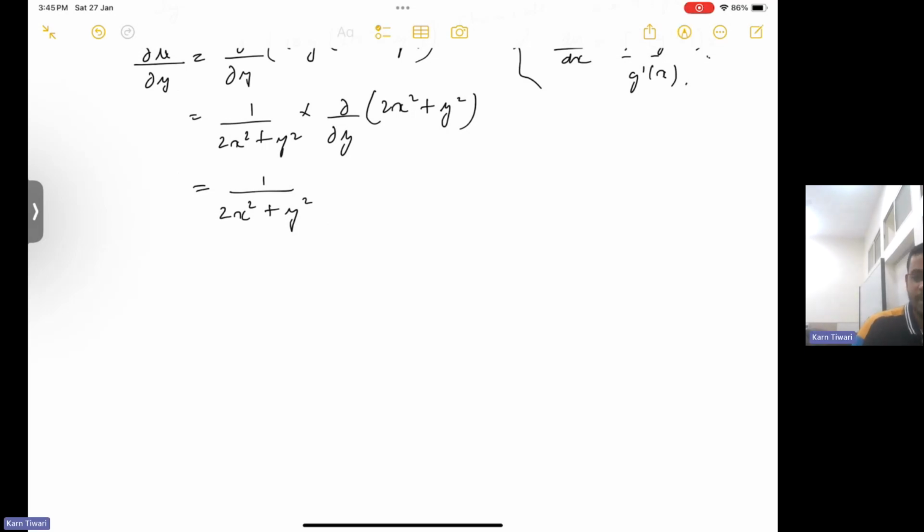As I mentioned, whenever you are taking a partial derivative, keep the other variable constant. As it was a function of x and y, if you're calculating the partial derivative with respect to y, keep x constant. The derivative of a constant is 0, so that term will be 0. The other will be 2y. So the answer will be 2y over (2x² + y²).